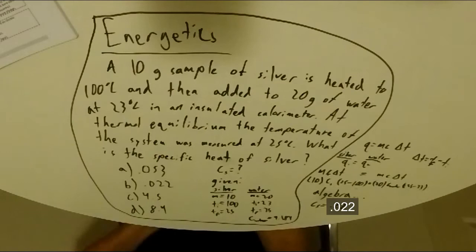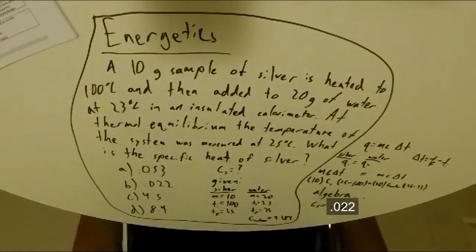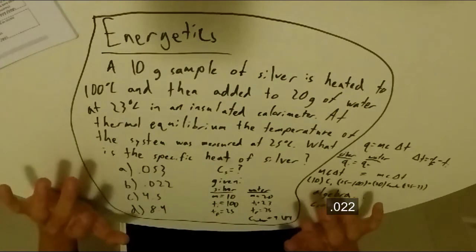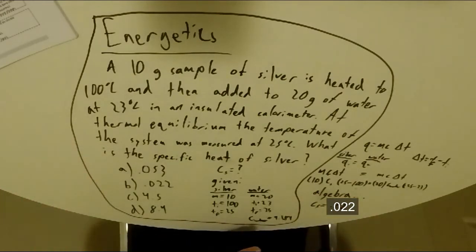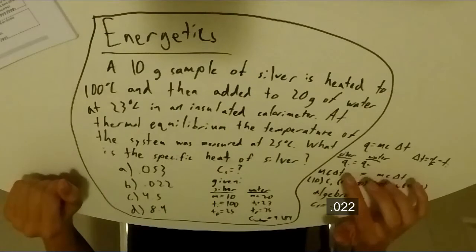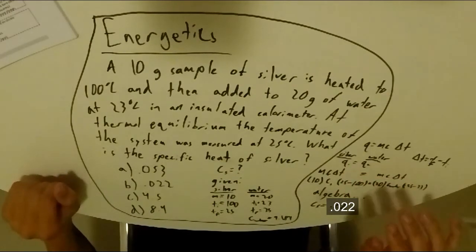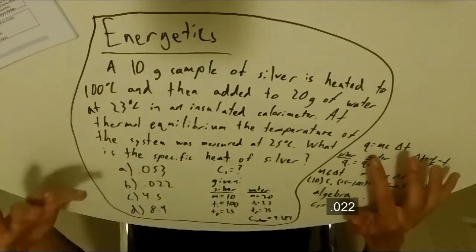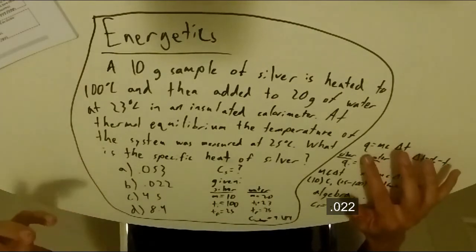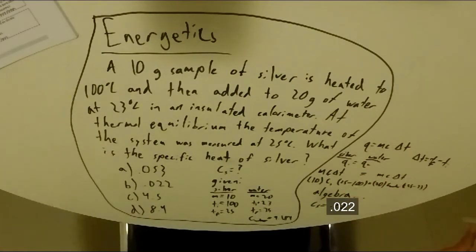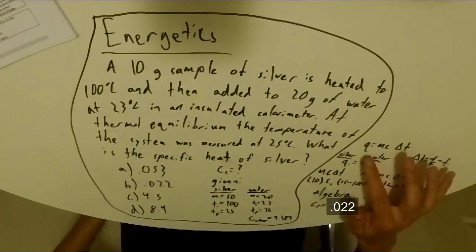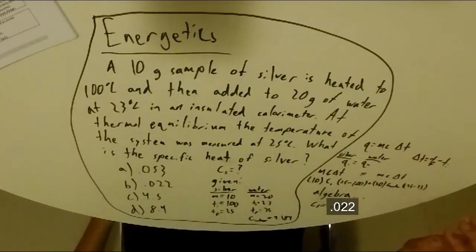Okay, so the main thing to realize in this is that the change of heat is equal for both silver and water. So that's why I wrote Q1 equals Q2. And this equation is something that you just need to memorize. It has to do with the relationship of mass, heat, change in temperature, and specific heat capacity. It's Q equals MC delta T.